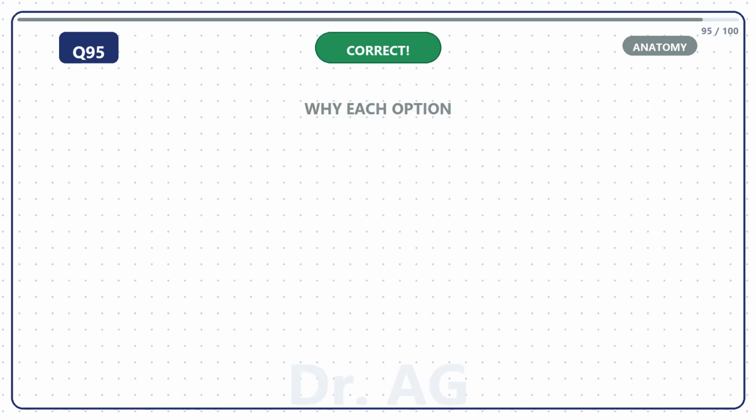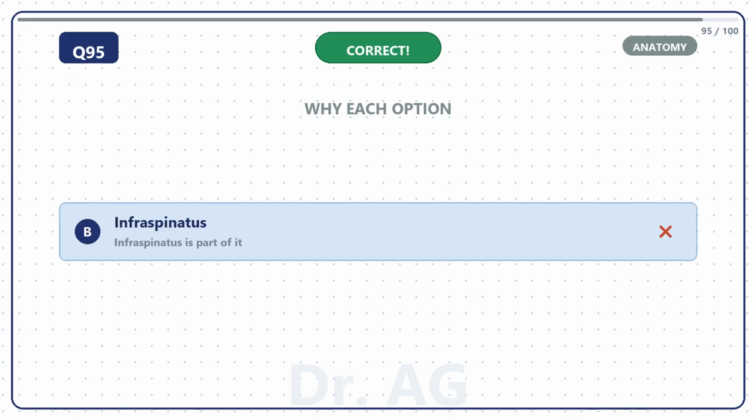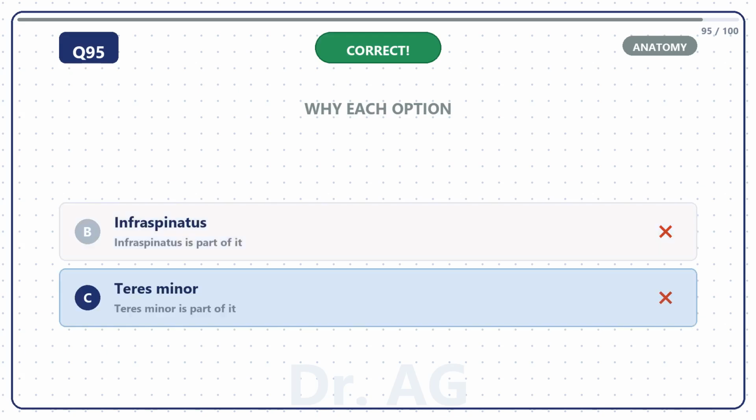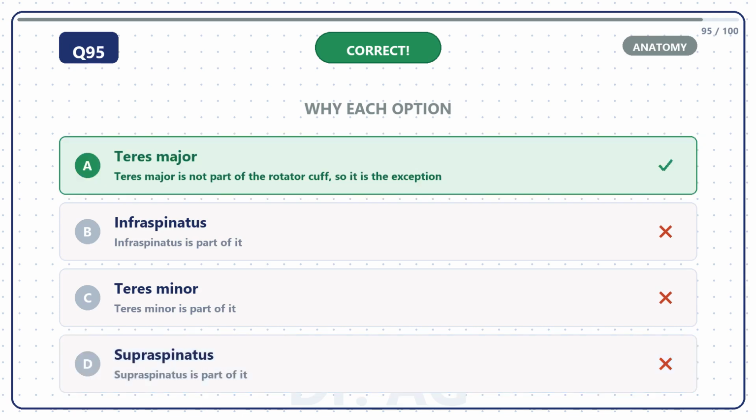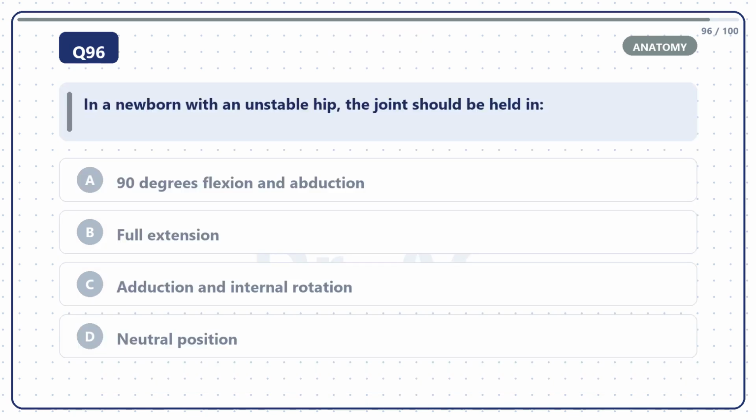Teres major. Let's go through the options. Infraspinatus is part of it. Teres minor is part of it. Supraspinatus is part of it. And the correct answer is teres major. Teres major is not part of the rotator cuff, so it is the exception. So, the right answer is option A. Teres major.